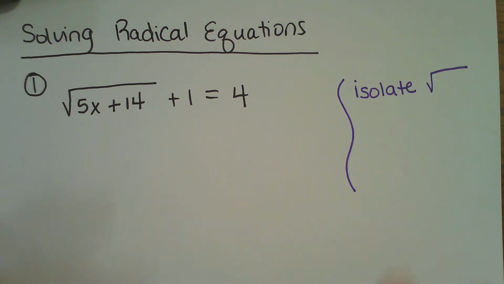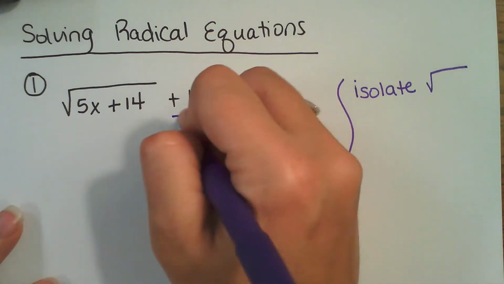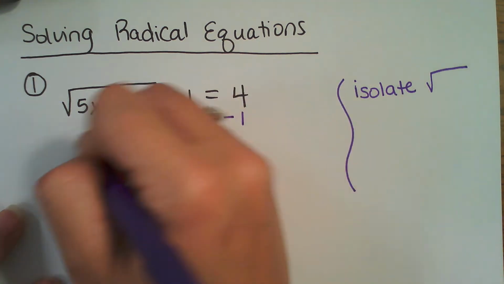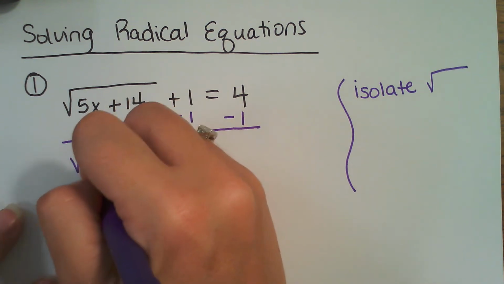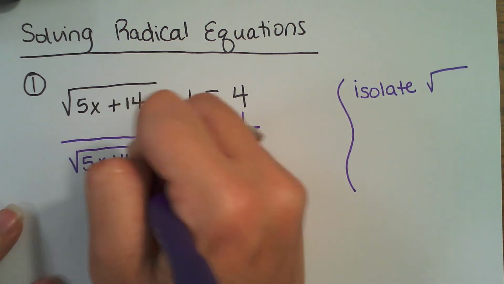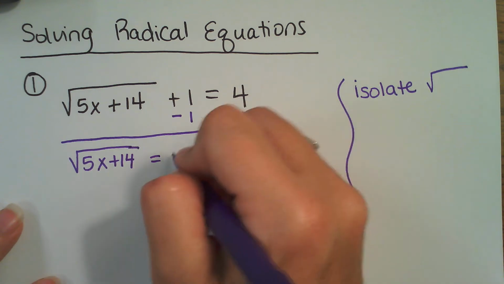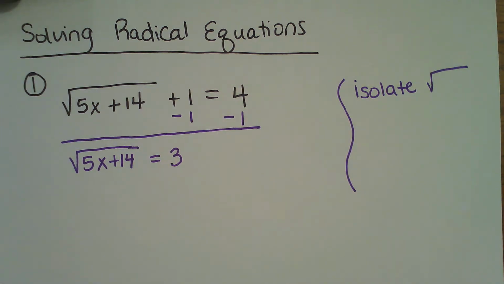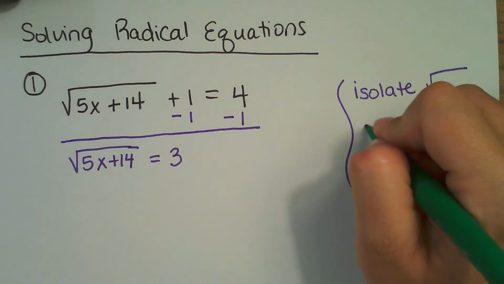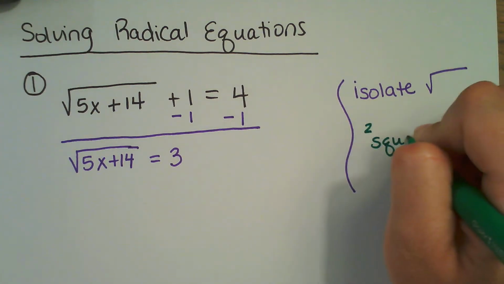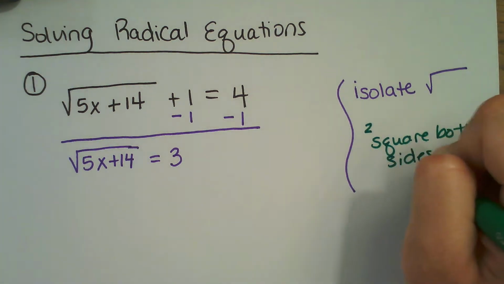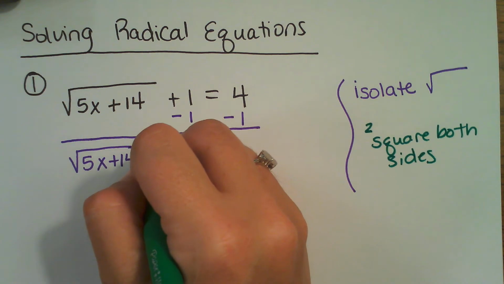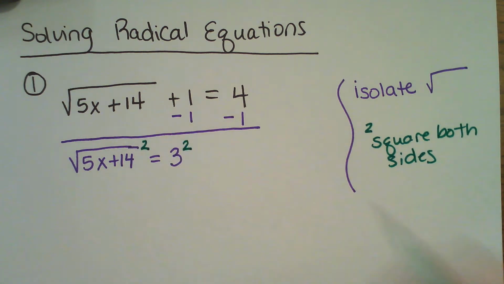All right, so you have to isolate the square root, which means we're going to subtract 1 over to the other side. After we do that, we're going to square both sides. So I'm going to square this, and I'm going to square this.